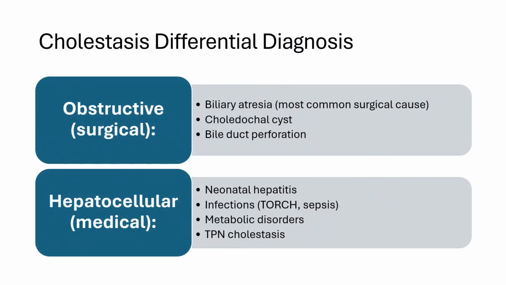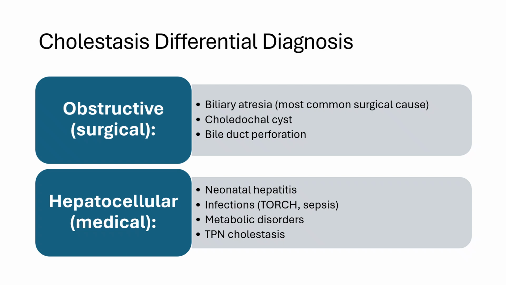Cholestasis in neonates divides into obstructive and hepatocellular causes, with this distinction guiding both diagnostic evaluation and management urgency. Obstructive causes require surgical evaluation and include biliary atresia, the most common surgical cause of neonatal cholestasis. Ultrasound may show the triangular cord sign, though many cases have normal imaging. Choledochal cysts appear as cystic structures in the porta hepatis region and may present with intermittent obstruction. Bile duct perforation presents acutely with ascites and peritonitis.